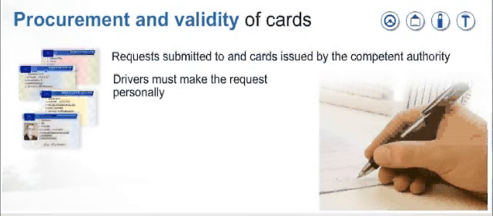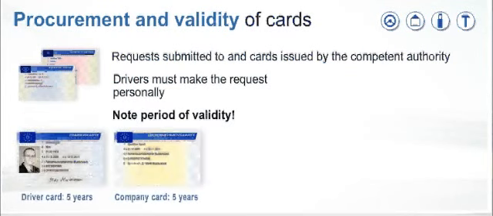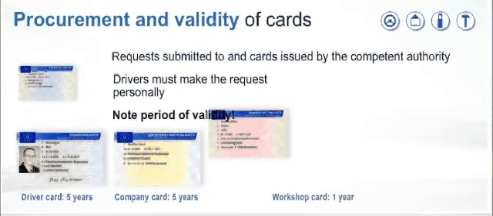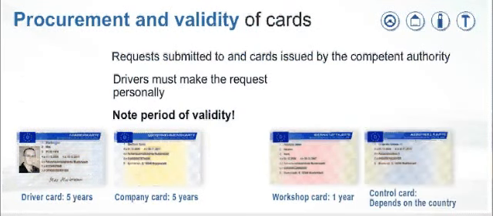Attention! All cards have a restricted period of validity. Once the cards have expired, they can no longer be used. You should therefore request a new card in good time before your current card expires. The normal period of validity is 5 years for a driver card and a company card, and 1 year for a workshop card. In the case of the control card, the period of validity depends on the regulations of the individual countries. A control card is usually valid for a period of 5 years.